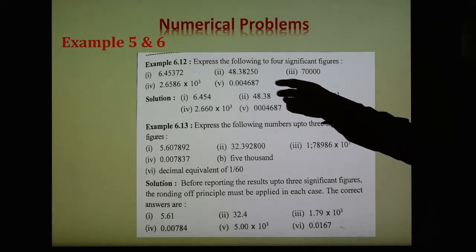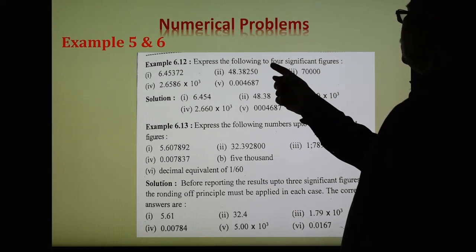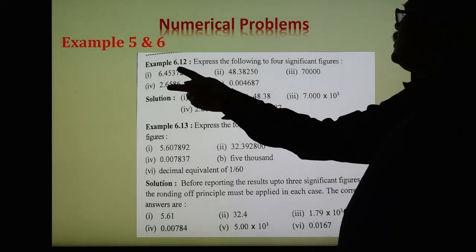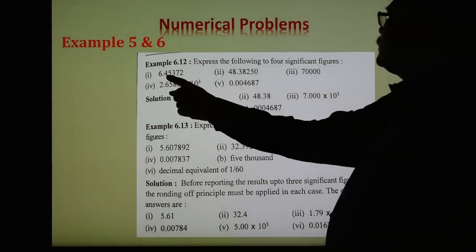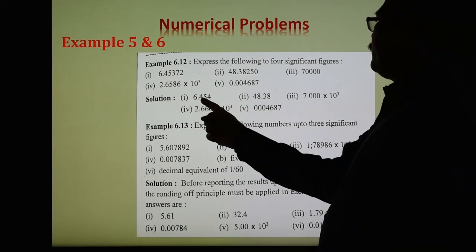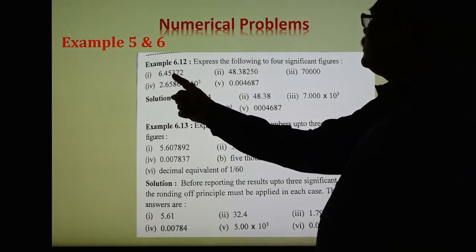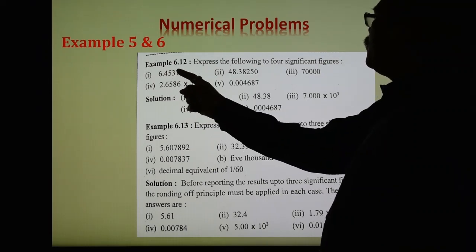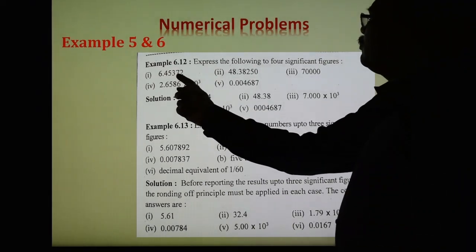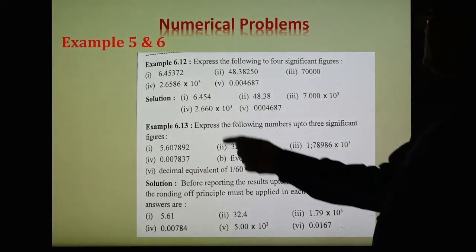In another example, express the following to 4 significant figures. These are the numbers given, and we have to report up to 4 significant figures. In the case of the first, we can write 6.4537. So the 4 means up to 3, so round it off: 6.454. This is rounded off, and we have 4 significant figures here.